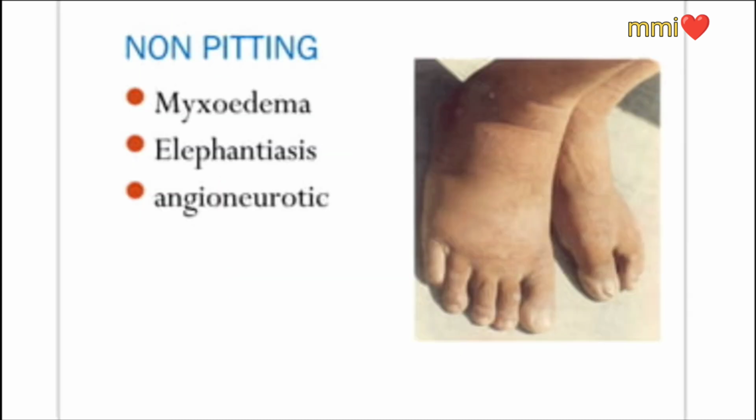Okay. Edema can be pitting edema and non-pitting edema. Non-pitting edema examples are myxedema, elephantiasis, and angioneurotic edema. Okay, most common are myxedema and elephantiasis. Remember, non-pitting edema: myxedema and elephantiasis. They will ask this more and more.